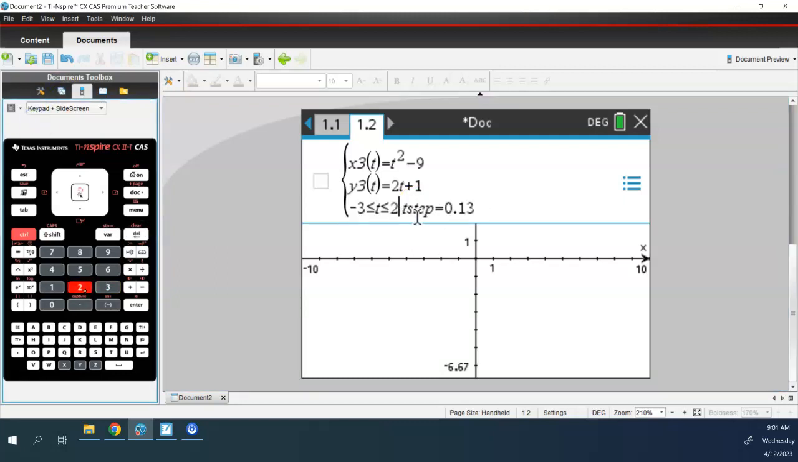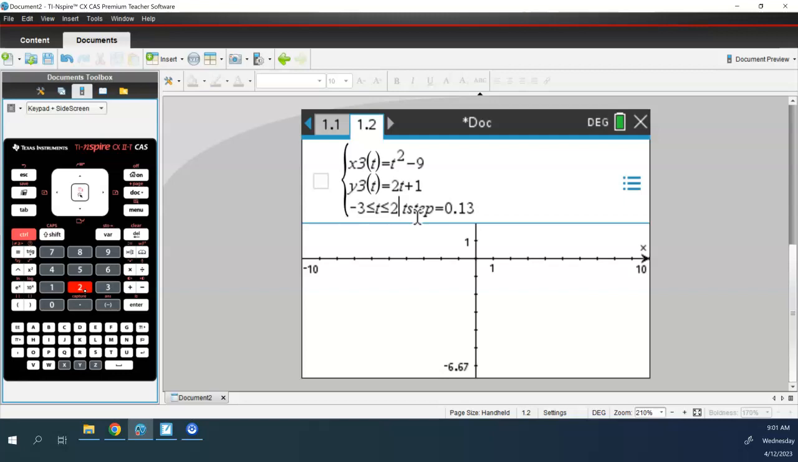So we go -3 to 2. That part right there limits my t value. The t step part, the next one, that is how often the calculator is going to calculate values and plot those points. The bigger the t-step, the chunkier your graph looks. Okay? The smaller the t-step, the smoother your graph looks in all cases.